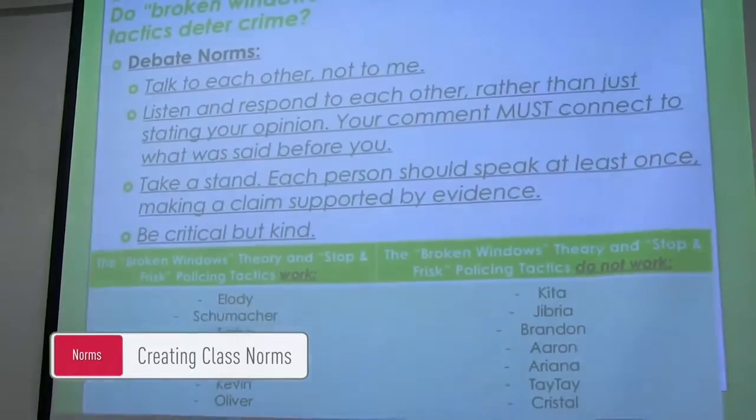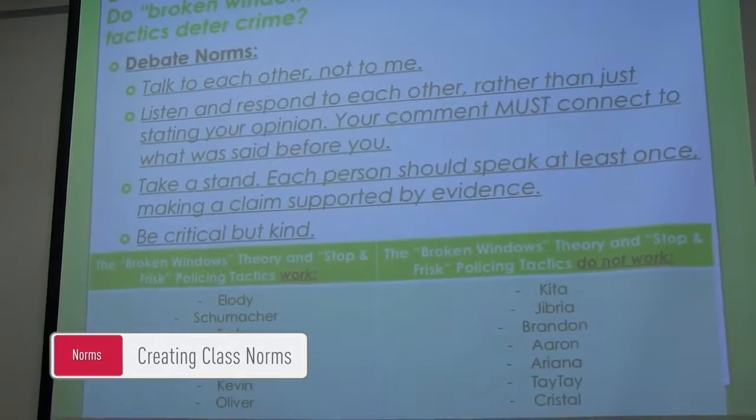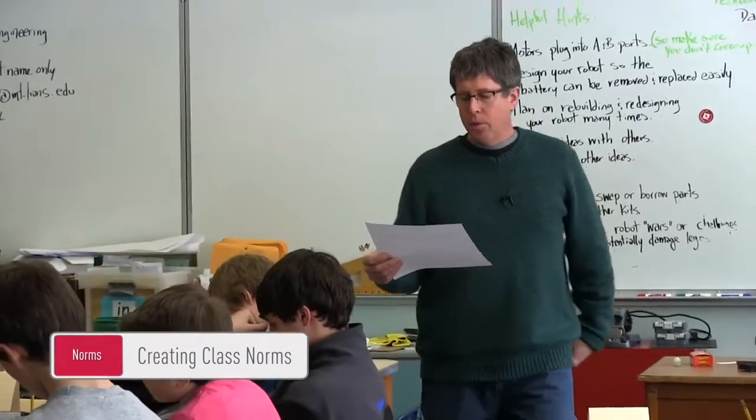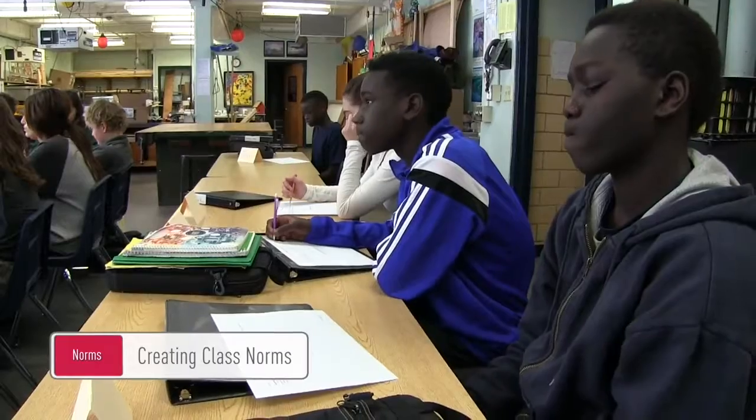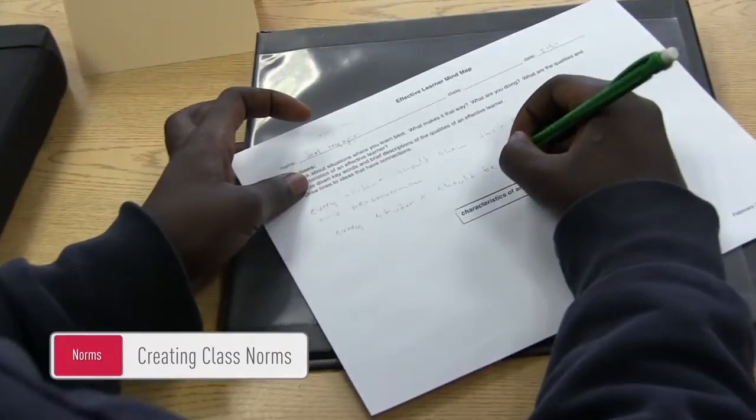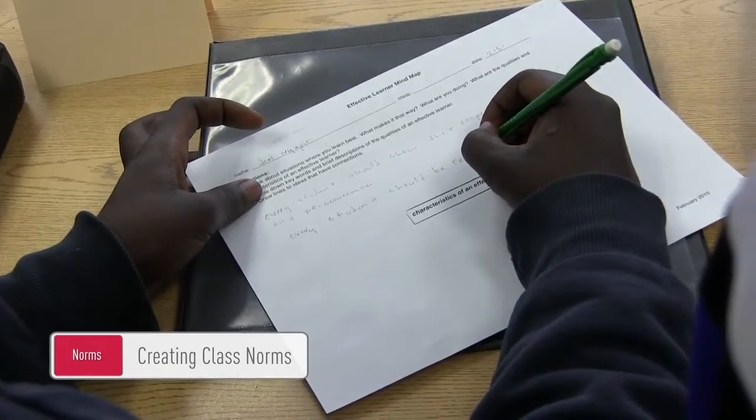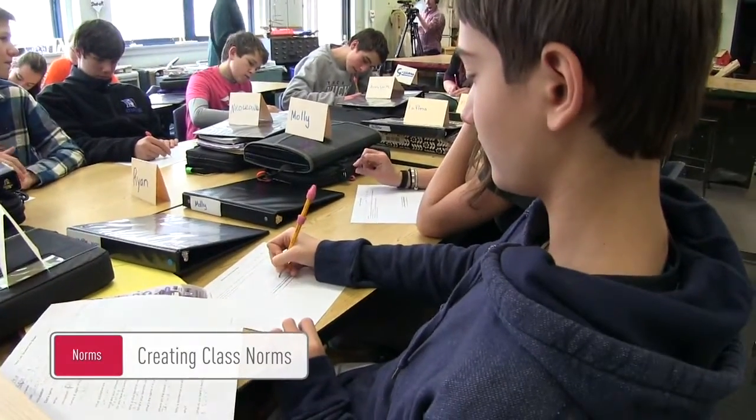When students are involved in building the norms themselves, with their own ideas and language, the norms are more meaningful and effective. Think about situations where you learn best. What makes it that way? What are you doing? What are the qualities and characteristics?